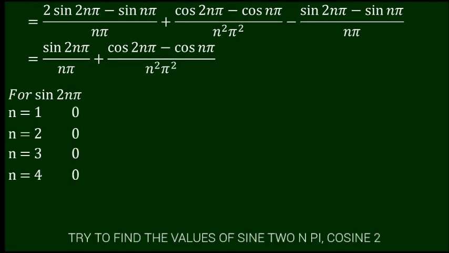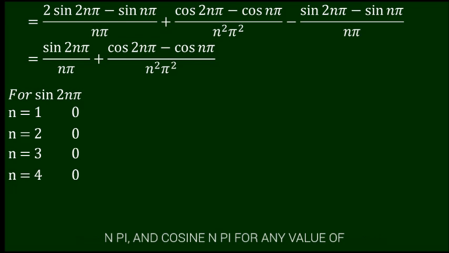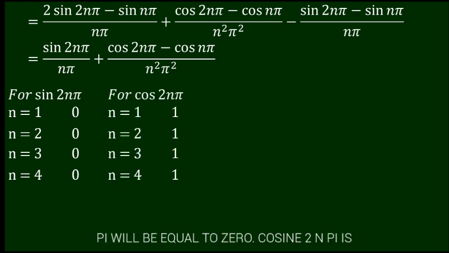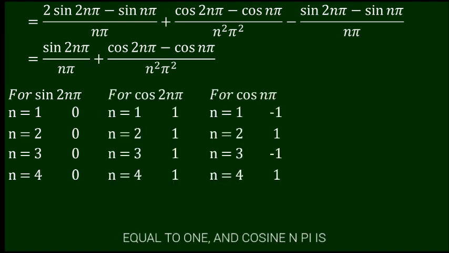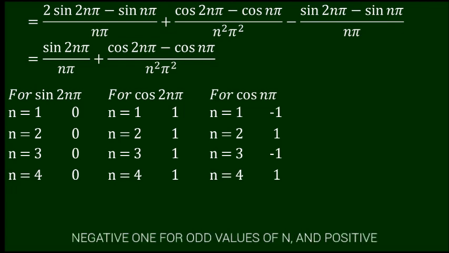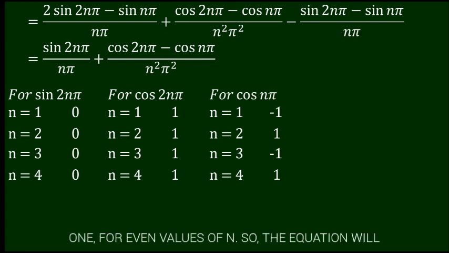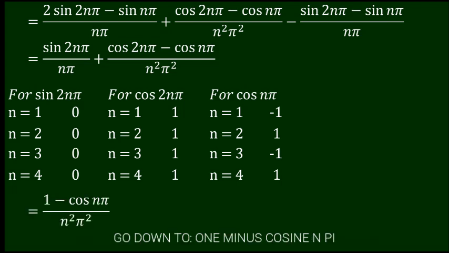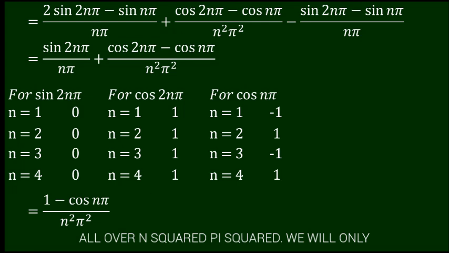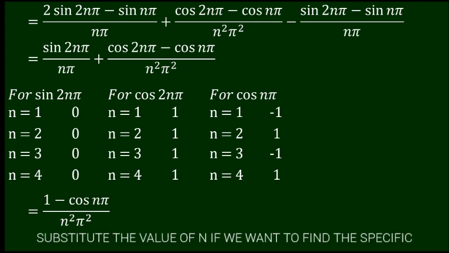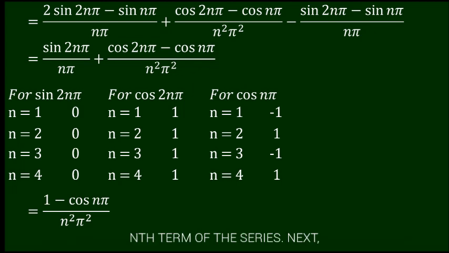Let us try to find the values of sine 2n pi, cosine 2n pi, and cosine n pi for any value of n. At any value of n, sine 2n pi will be equal to 0. Cosine 2n pi is equal to 1, and cosine n pi is negative 1 for odd values of n and positive 1 for even values of n. So, the equation will go down to 1 minus cosine n pi all over n squared pi squared. We will only substitute the value of n if we want to find the specific nth term of the series.